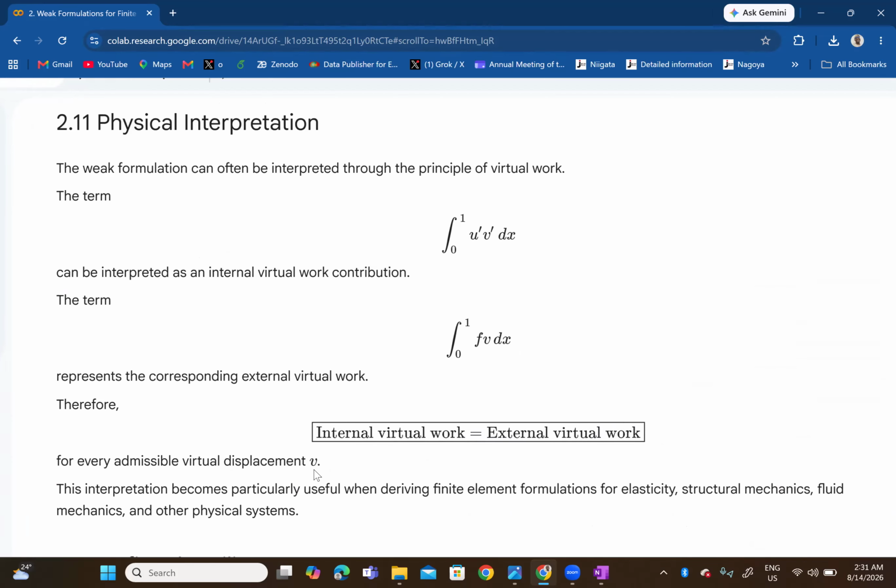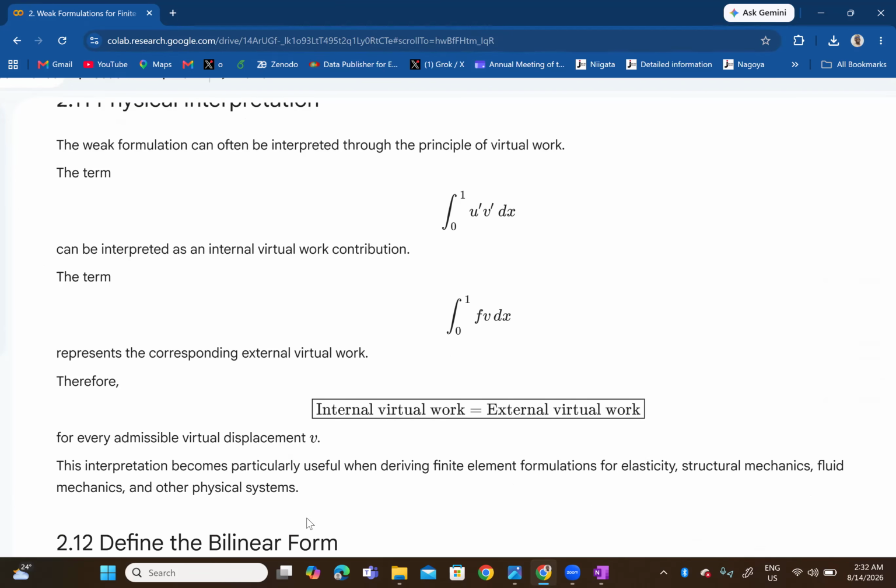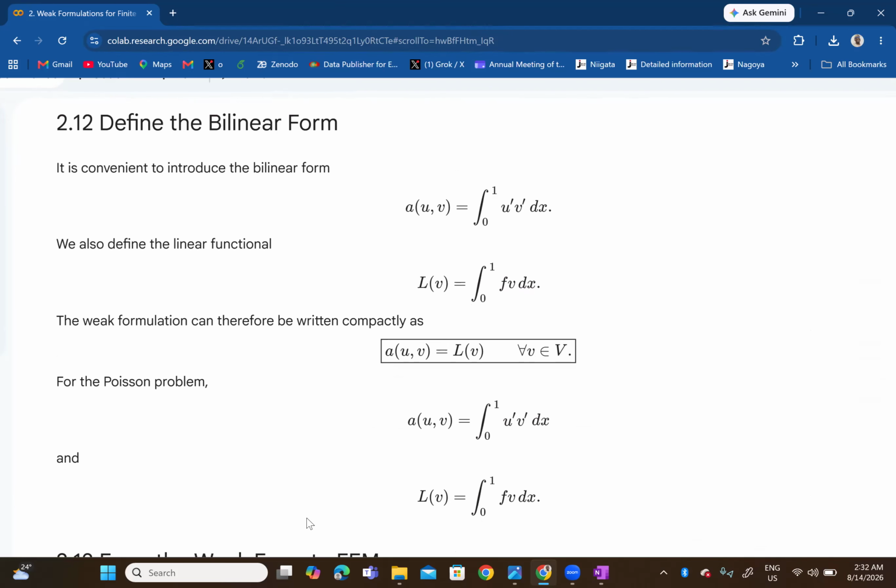If you remember the first video, we talked about the fact that if you have u minus, it means there's a flow from the left side to the right side. But if you have u plus, you have a flow from the right side to the left side. That's talking about flow from one element to the other, because we're talking about finite elements and they have boundaries. So there are flows like that. This interpretation becomes particularly useful when deriving finite element formulations for elasticity, structural mechanics, fluid mechanics, and other physical systems.